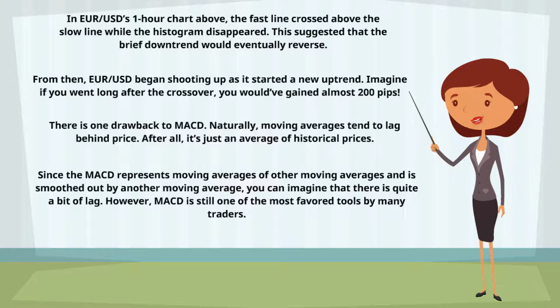There is one drawback to MACD. Naturally, moving averages tend to lag behind price. After all, it's just an average of historical prices. Since the MACD represents moving averages of other moving averages and is smoothed out by another moving average, you can imagine that there is quite a bit of lag. However, MACD is still one of the most favored tools by many traders.